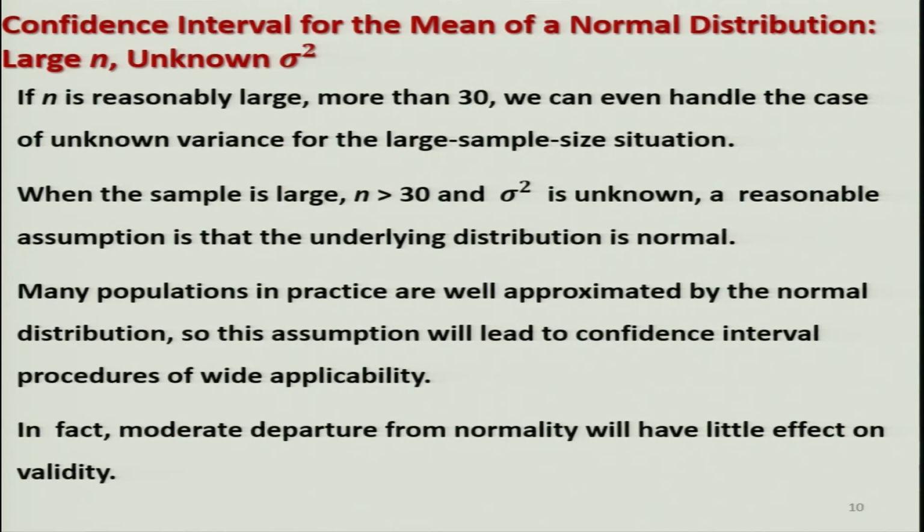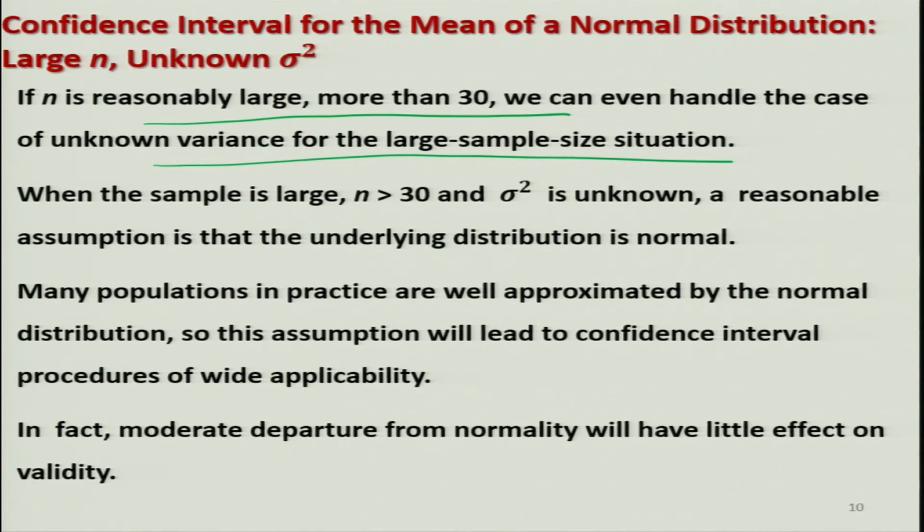So, the moral of the story is, whenever you have the sample size more than 30, you can use either the normal distribution or the t distribution, and both are going to give you the same result. Although when sigma square is unknown you estimate it on the basis of the sample, both confidence intervals are going to be almost the same. So, if n is reasonably large, say more than 30, we can handle the case of unknown variance directly by the large sample size situation.